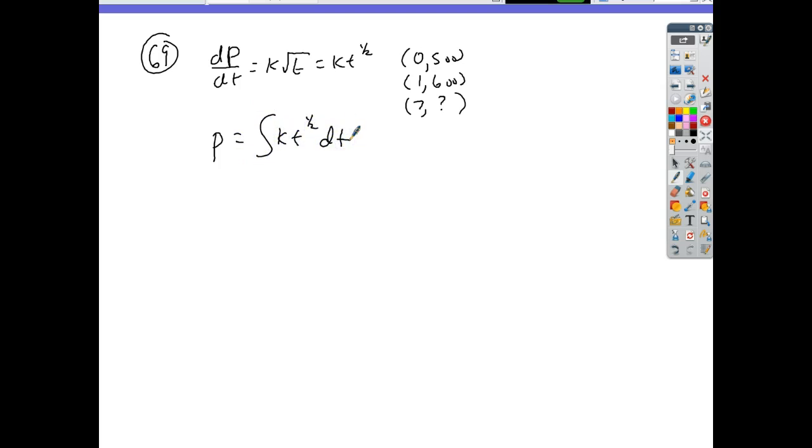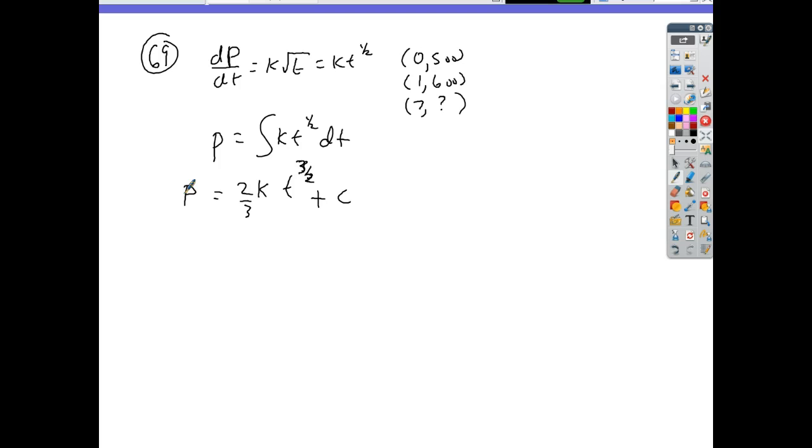So the k doesn't matter because it's a number, right? So I'm just going to pull that out. I get t to the 3/2, divided by the power. So raise the power by 1, divided by the new power. So I put 2/3 out in front, plus c, because now we remember our plus c, is equal to our population. Oh, I did it wrong. I thought K was the C. K started as part of the rate, so you need a plus C at the end.